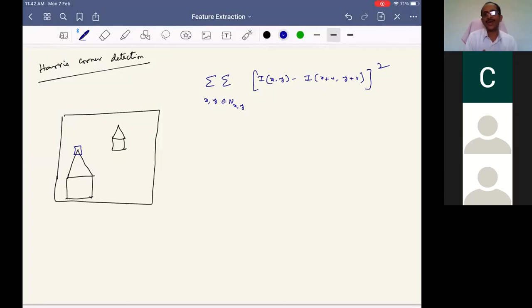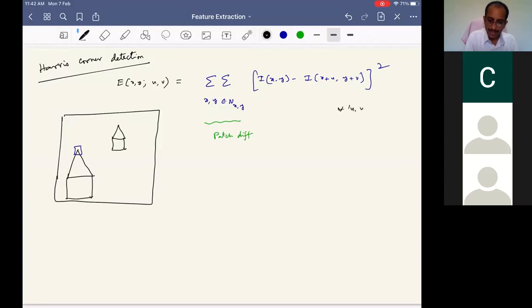So this summation will ensure that we are taking a patch. This is just doing a patch difference. And if I write E of u comma v, it's finding this at each u comma v. This is a function of u comma v, but at each x comma y also I am doing this. Please note that at each x comma y I am doing it, but it is a function of u comma v, so for all u comma v I am doing it.